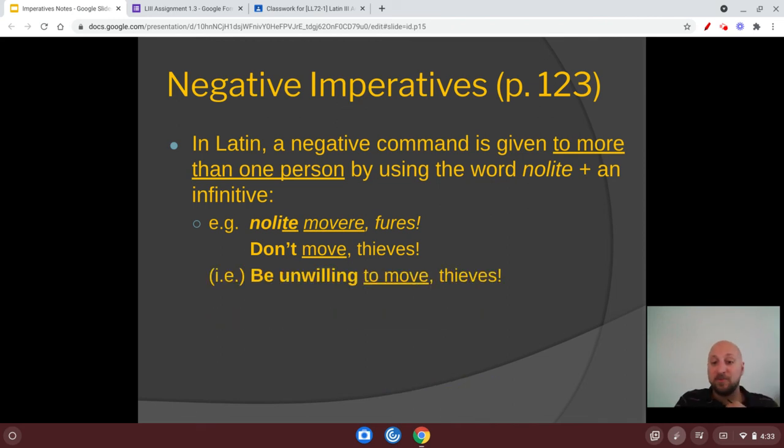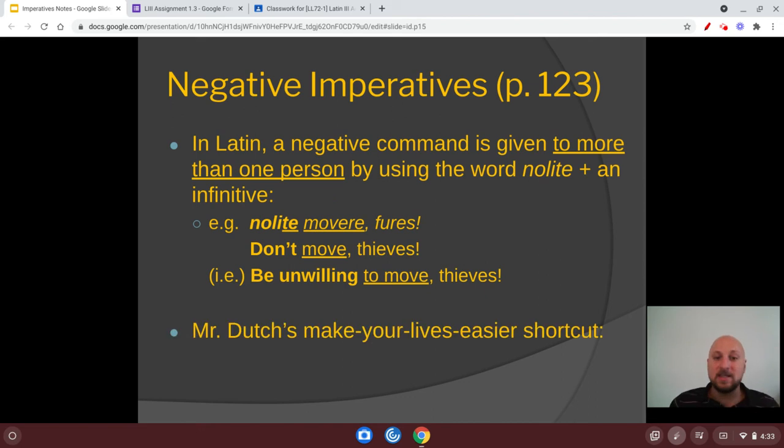And like the slide before, the connection with the verb nolo, that means don't want, is that you're honestly telling someone don't want to move. Don't be unwilling to move. That's why this infinitive, this re form, shows up. But it's a lot simpler than that. Let me just give you a nice shortcut for the negative imperatives.